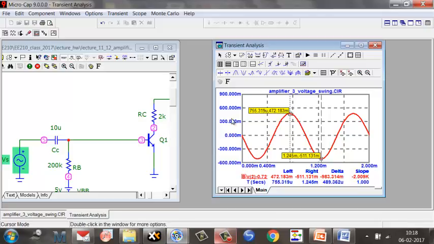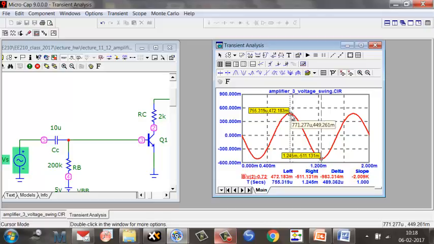So what is the swing now? How much is the output swing? The positive magnitude is how much? 0.472. And the negative magnitude is 0.511. Can you see that the sinusoid is distorted? Ideal sinusoid means what? Positive voltage magnitude should be the same as negative magnitude. But now you don't have that.